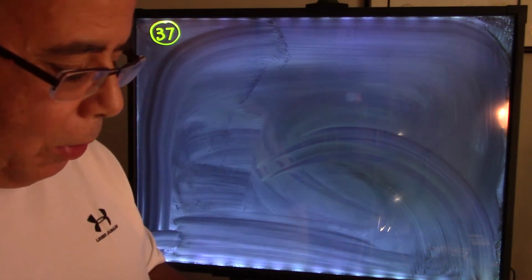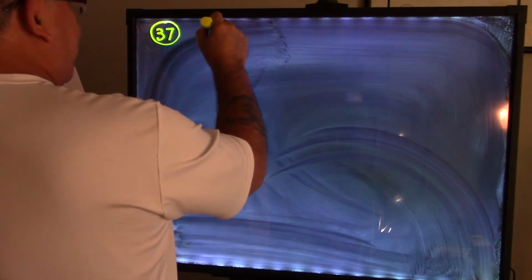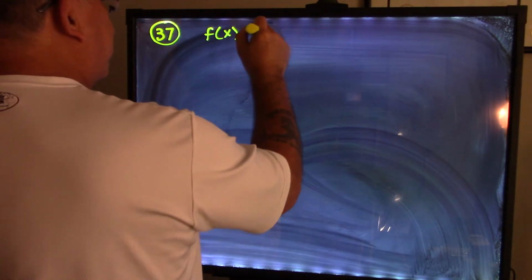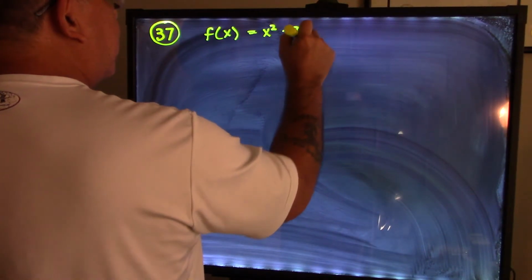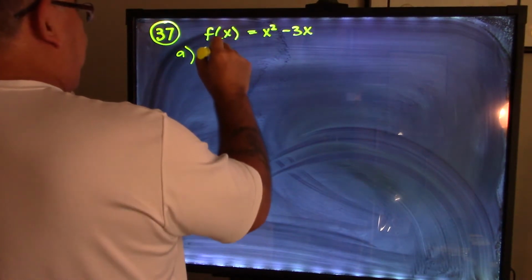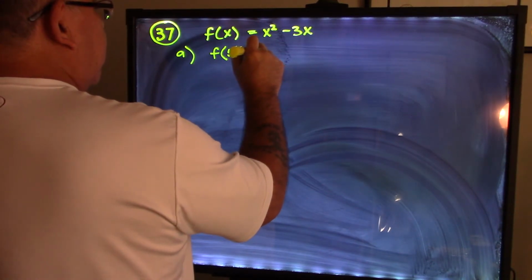Number 37. Given the function f of x equals x squared minus 3x, evaluate f of 5, that's part A. And part B, solve f of x equals 4. So let's do part A. First of all, f of x, again, is x squared minus 3x. Part A, f of 5. Evaluate that.